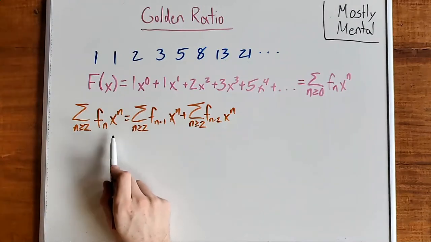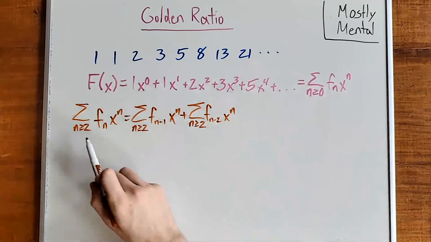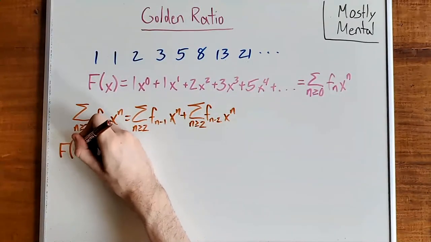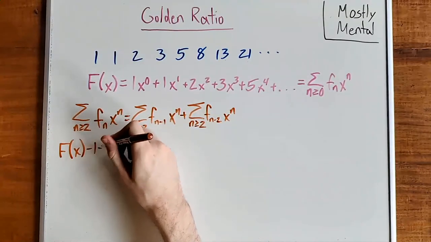Well, that first term there looks pretty familiar. That's just this, but starting from 2 instead of 0. So that means that it's going to be f of x minus these first two terms here, minus 1, minus x.